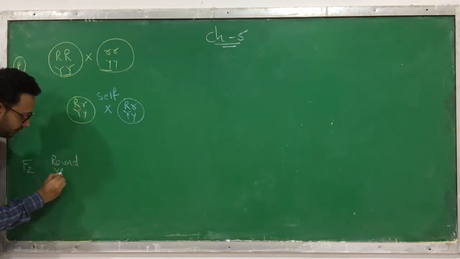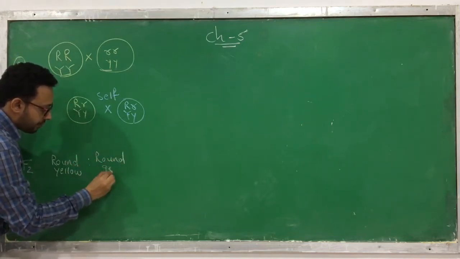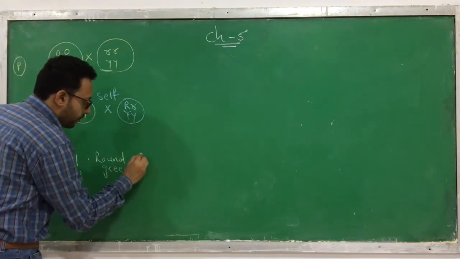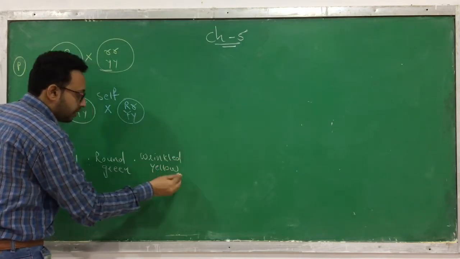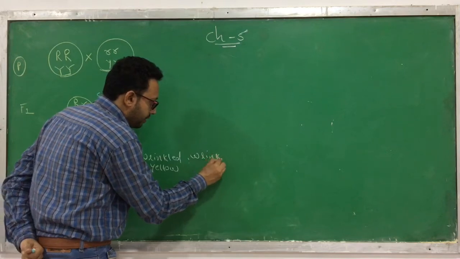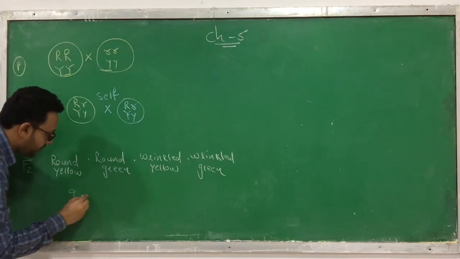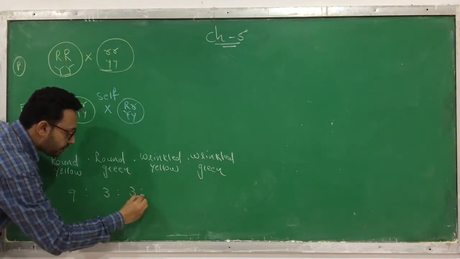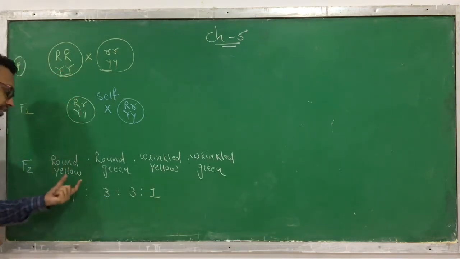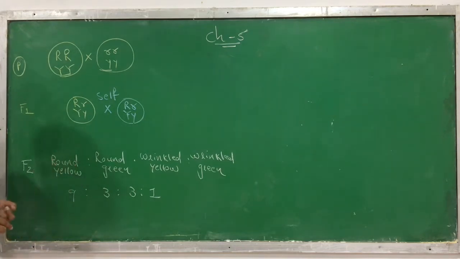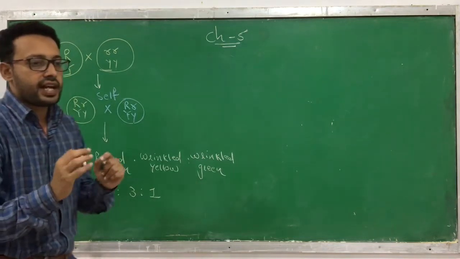The products are round and yellow; second, round and green; third, wrinkled and yellow; and the fourth one is wrinkled and green. This we have obtained in the ratio of 9:3:3:1. This is the phenotypic ratio we have obtained in the F2 generation in the dihybrid experiment. Clear? This is just a brief revision of the dihybrid experiment.